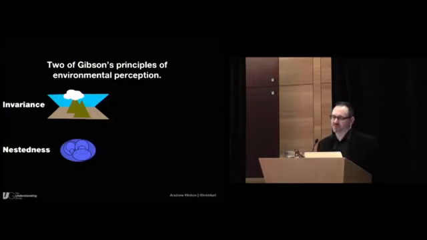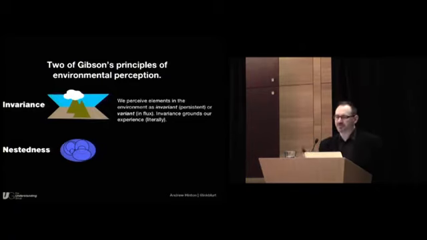Gibson created this really marvelous system of principles and components that work as building blocks for how we perceive our environment and its affordances. I can only barely touch on them here, but here are two that I think are really important. One is invariance, and it's the property of environmental structure that makes some of it persist over time so that we can make sense of the whole.